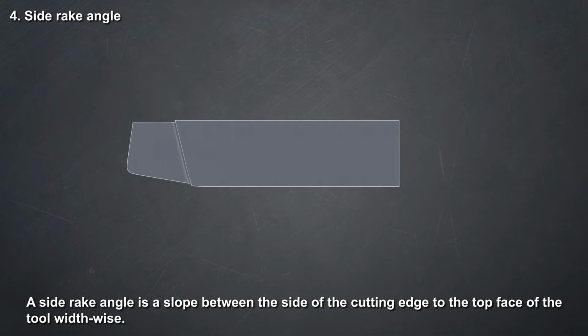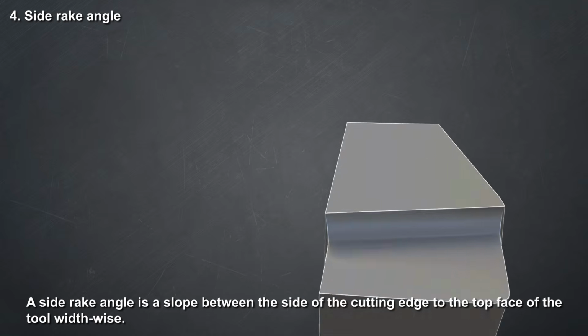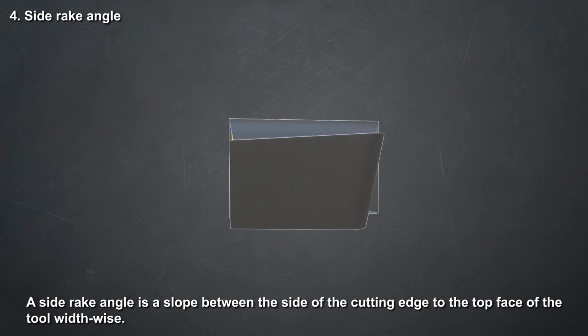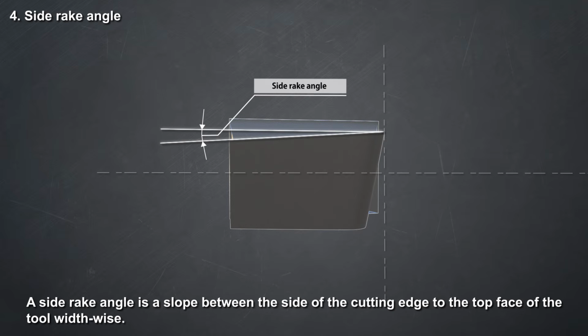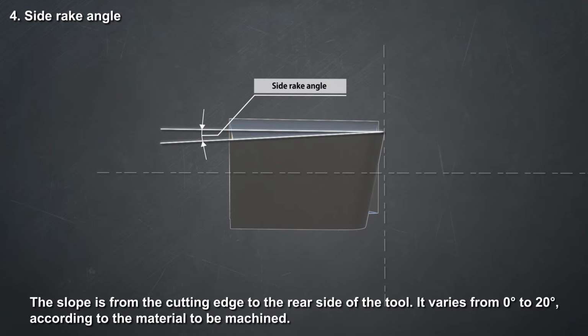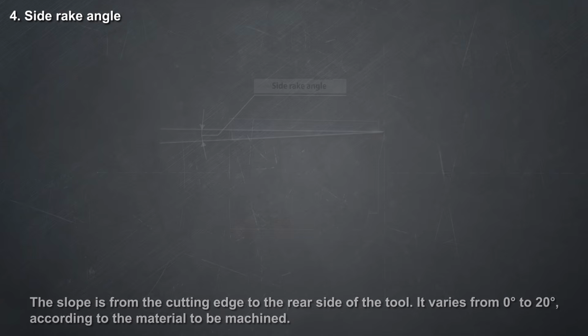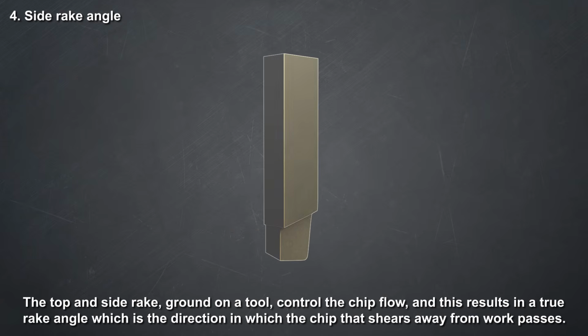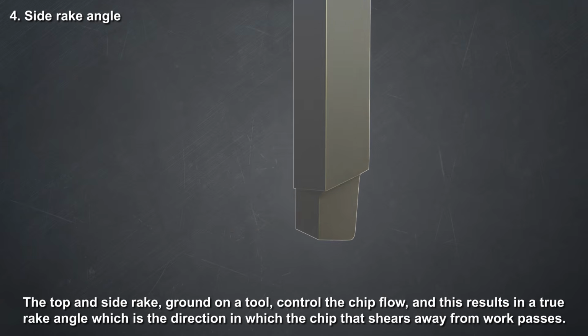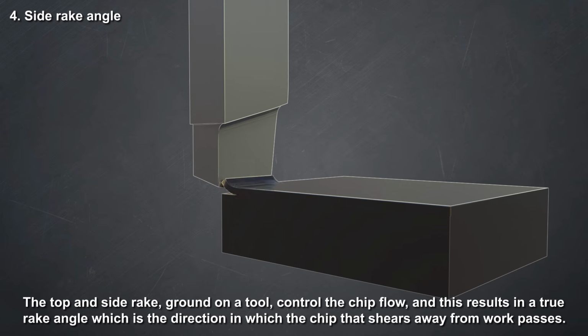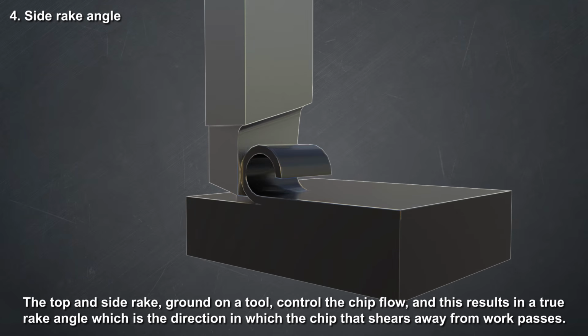Side rake angle. A side rake angle is a slope between the side of the cutting edge to the top face of the tool widthwise. The slope is from the cutting edge to the rear side of the tool. It varies from 0 degrees to 20 degrees according to the material to be machined. The top and side rake ground on a tool control the chip flow, and this results in a true rake angle, which is the direction in which the chip that shears away from work passes.